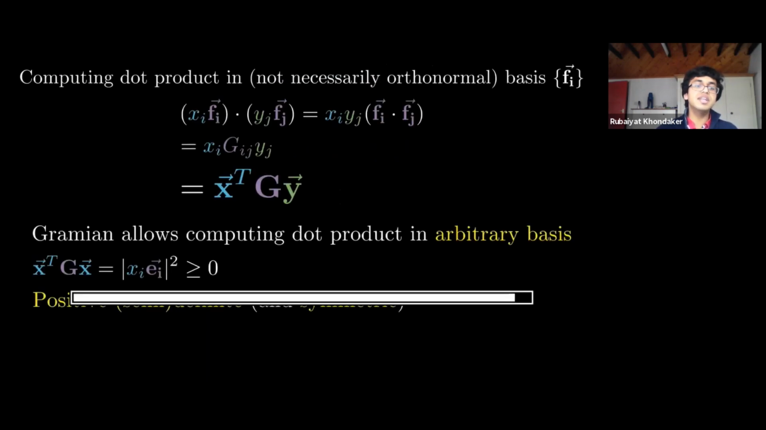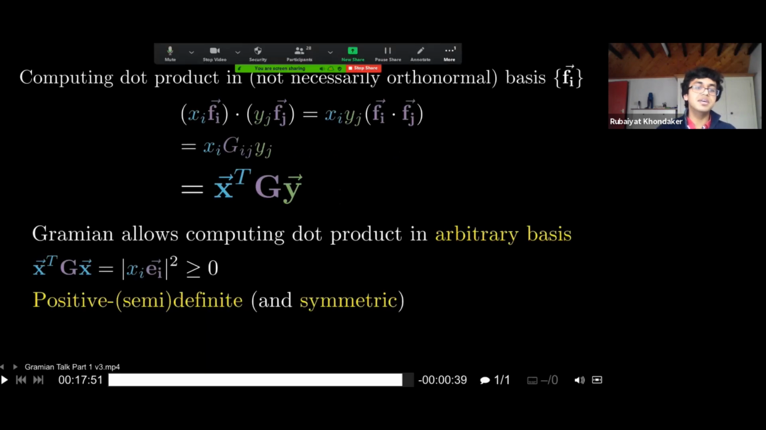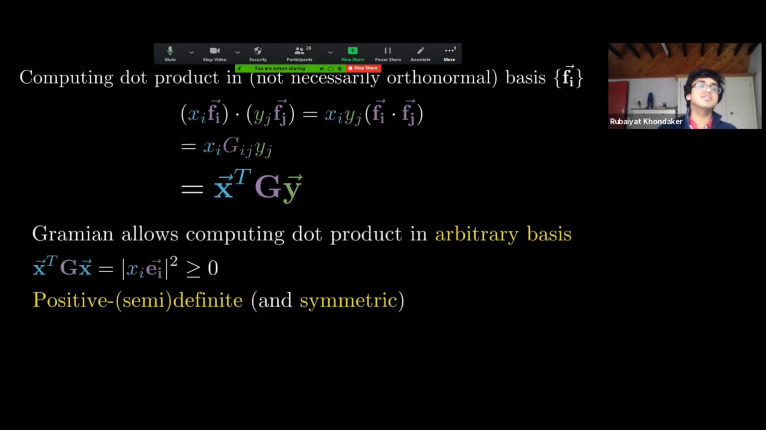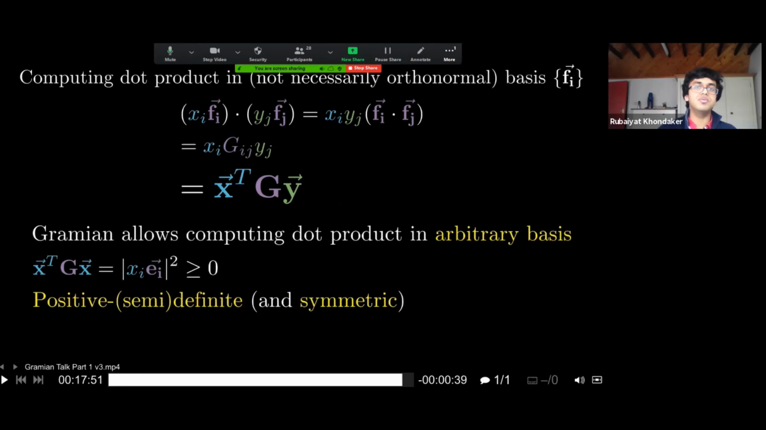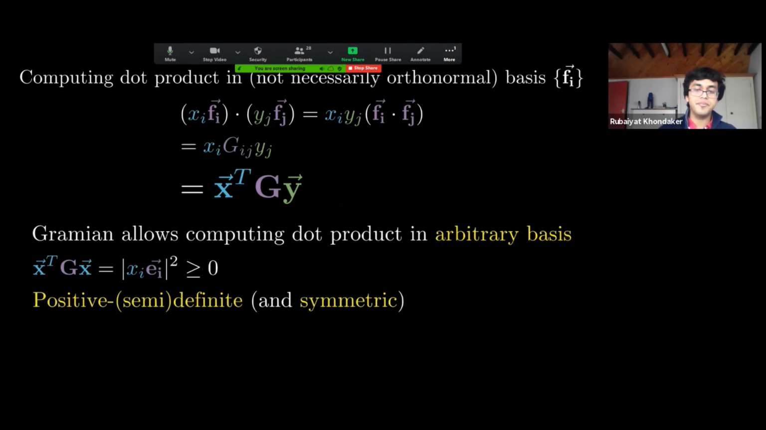You can think of that as, if x here was an eigenvector, then Mx would be lambda x. So you have x transpose lambda x, which is lambda mod x squared, and that has to be bigger than or equal to 0, which means lambda must be bigger than or equal to 0.